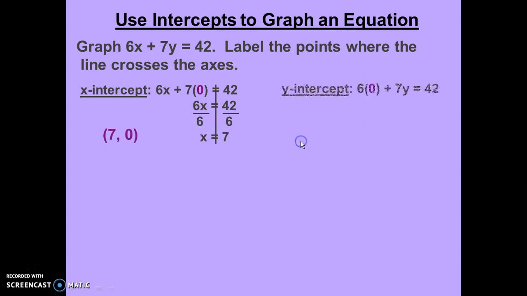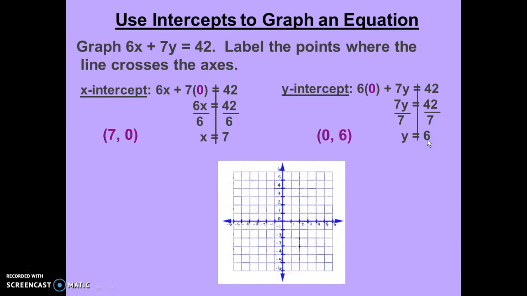All right, for the y-intercept, same equation. We're going to plug in 0 for x. And so 6 times 0 is 0. That disappears, and I'm left with 7y is equal to 42. I'll divide both sides by 7, and y will be equal to 6. So this point is 0, 6.